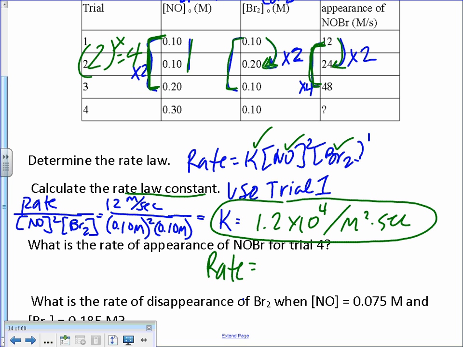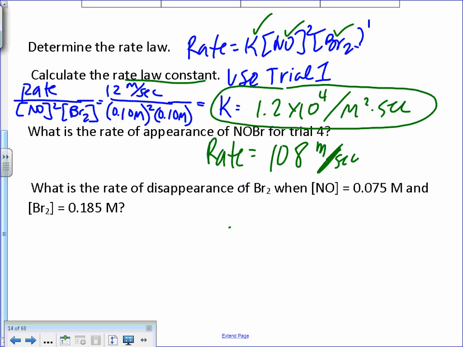And what'd you guys get? What did you get, Lewis? 108, yeah. 108 what? Molar per second. And that's, you guys saw, you just basically are plugging in K and then the concentrations and then figuring out what your rate is.